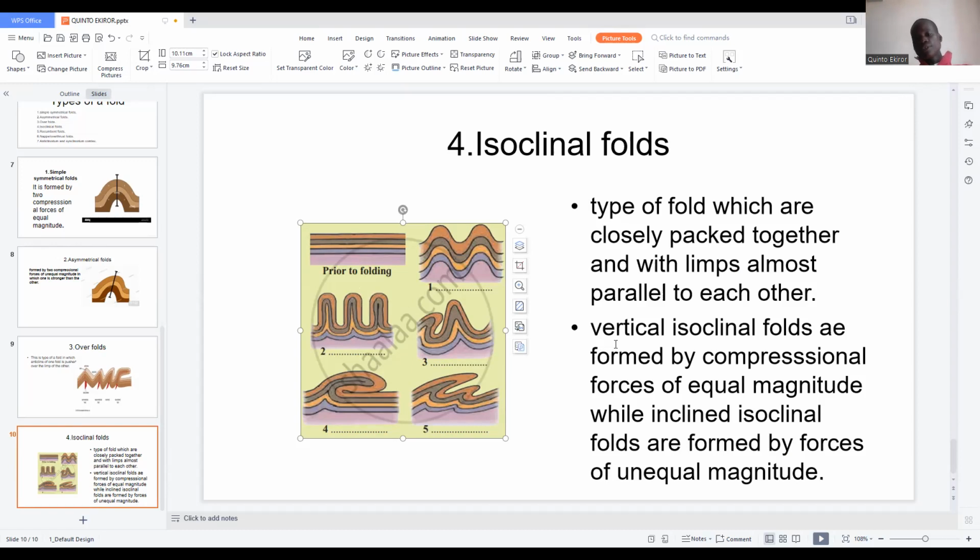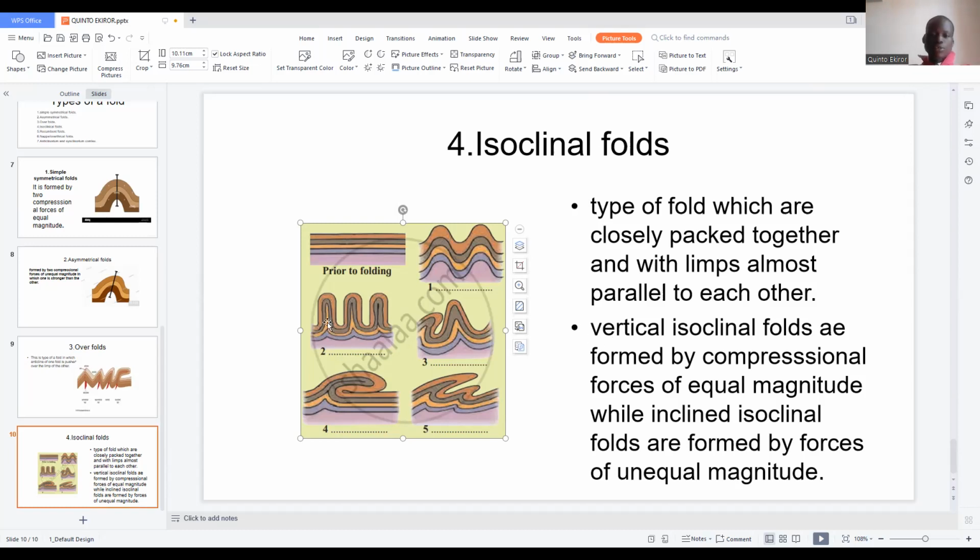Vertical isoclinal folds are formed by compressional forces of equal magnitude, while inclined isoclinal folds are formed by forces of unequal magnitude. Understood, students, up there? You have understood?